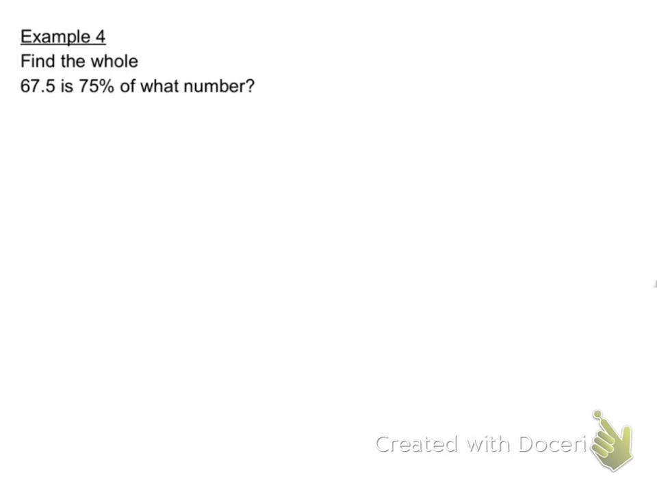This one, find the whole. 67.5 is 75% of what number? You know you're looking for the whole because it says of what number. So I write down my phrase again. What was that again? Part equals percent times whole. Hey, look at that. It's actually in the same order, isn't it? So which one's the part?